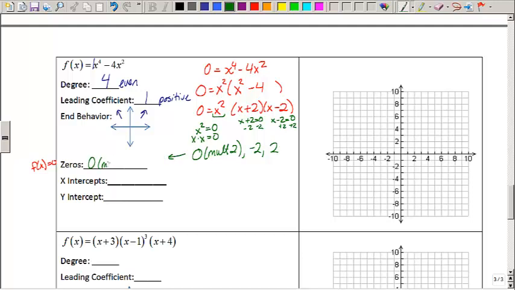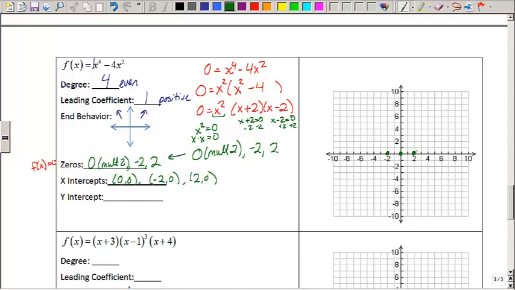I have a 0 with multiplicity of 2, there's 2 there. A negative 2, which has a multiplicity of 1 and goes straight through. The last 0 is 2, multiplicity of 1. If I can get the zeros right, you should always be able to get the x-intercepts right by just placing them in ordered pairs. Negative 2, 0 and 2, 0. I can plot each one of those.